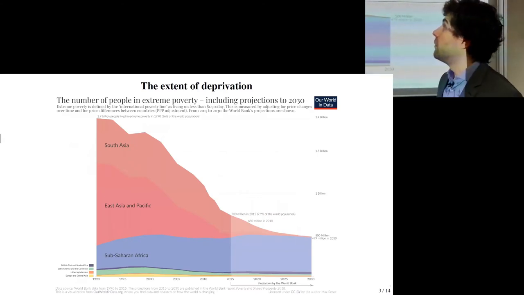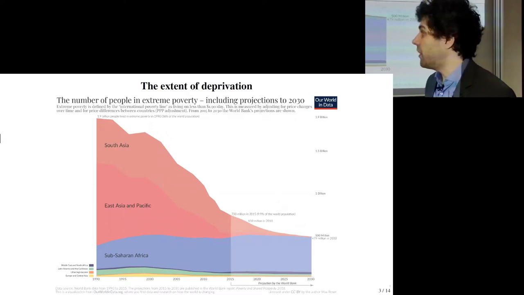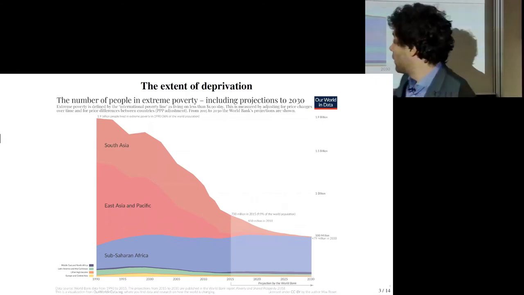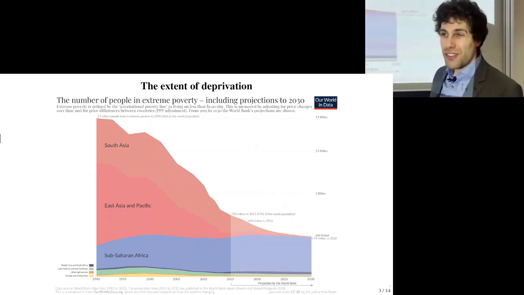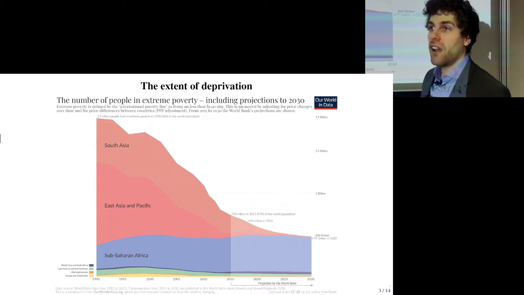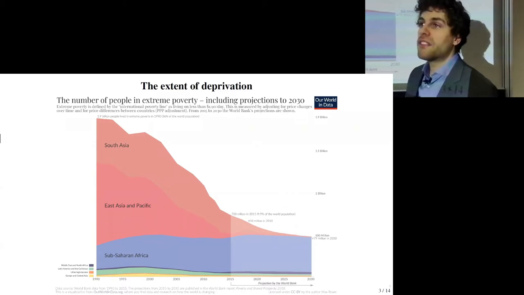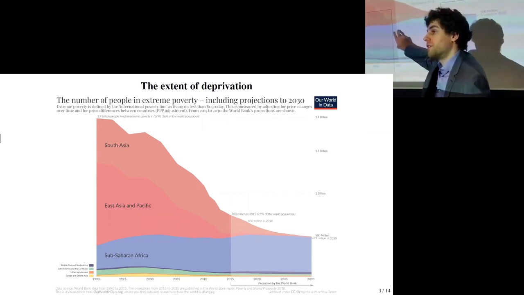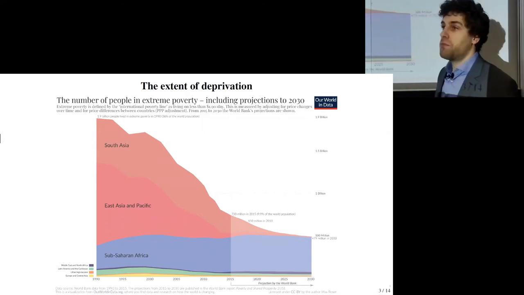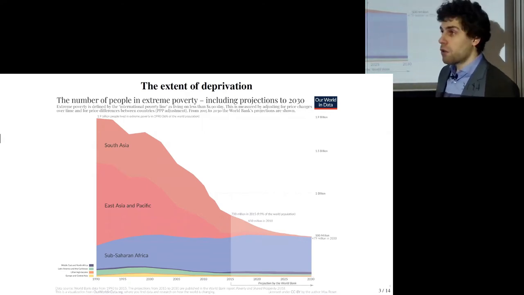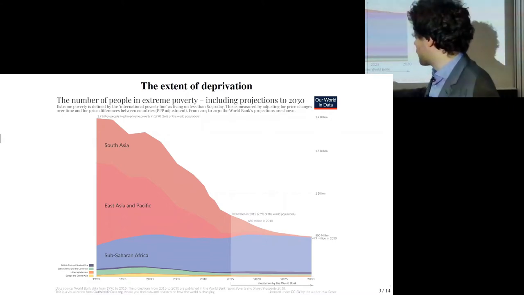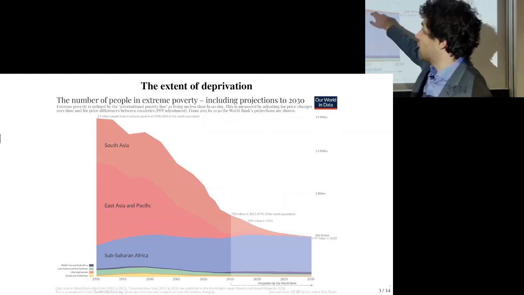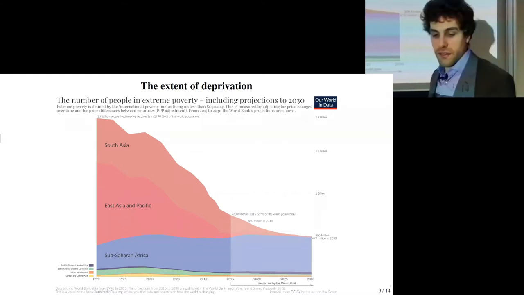On this graph, you see the evolution of the number of people living in extreme poverty. So this number has reduced tremendously in the last three decades. We are here currently. And this reduction is entirely driven by what happened in China and East Asia, and to a lesser extent in South Asia. But in sub-Saharan Africa, the number of people in extreme poverty has actually increased in the last 30 years. So the proportion of people has decreased in sub-Saharan Africa, but because of population growth, the absolute numbers haven't decreased. And according to the World Bank, they should not decrease in the next 20 years. In South Asia, it is decreasing because India experiences high growth levels.